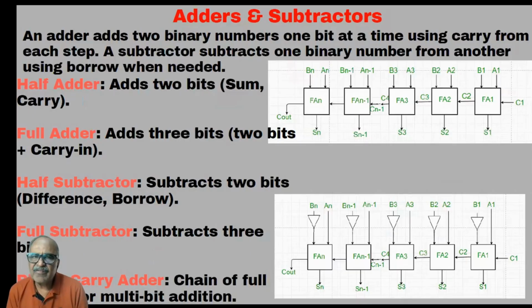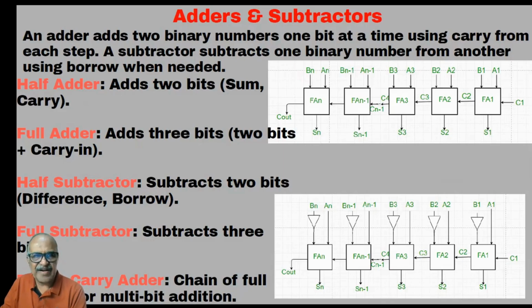Next topic: when we study gates, you should also study adders and subtractors. An adder adds two binary numbers 1 bit at a time using carry from each step, whereas a subtractor subtracts one binary number from another using borrowing. In one case it is carrying the number, in the other it is borrowing. That is the main difference between adder and subtractor.